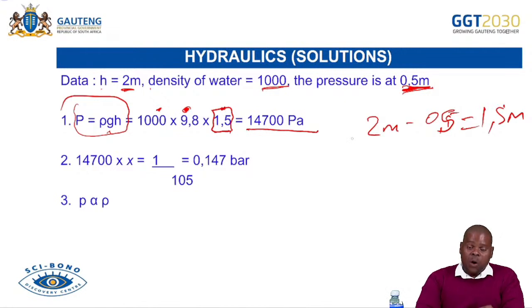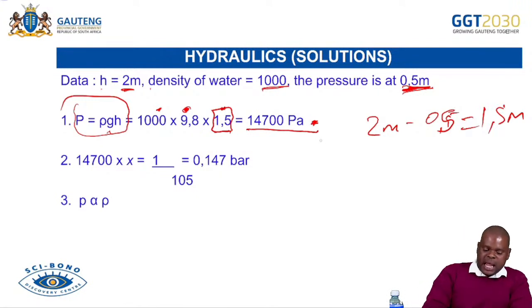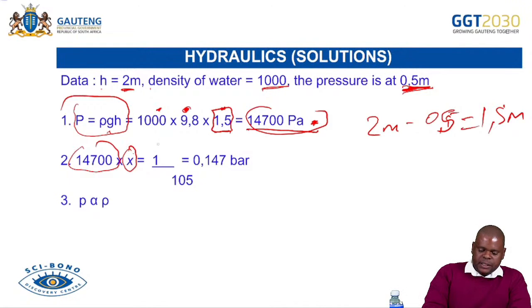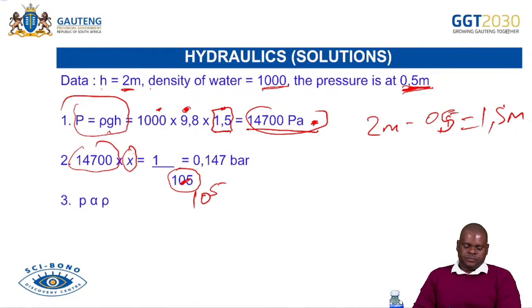Okay, now number 2, they say we should do what? Convert this pressure into bars. We need to convert it into bars. And then when you convert it into bars, we just take what we have here and multiply by x. This we just come up with x. And then we say it is equal to 1 over 10 to the power 5. This is supposed to be 10 to the exponent 5.